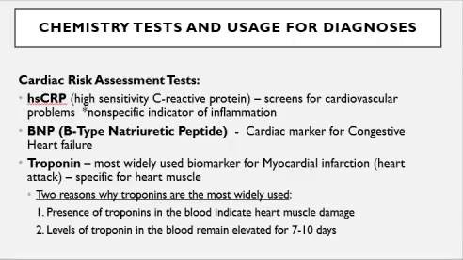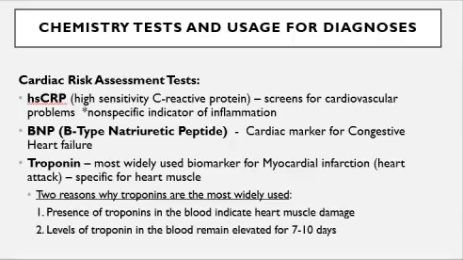Okay, here are the clinical chemistry tests that are included in that cardiac panel. So let's talk about them a little bit more in detail. The first one up is the high sensitivity C-reactive protein, and this one screens for cardiovascular problems, and this just screens for non-specific inflammation. Next is the BNP, which is the B-type natriuretic peptide. This is the cardiac marker for congestive heart failure.